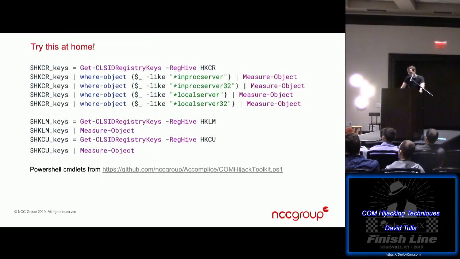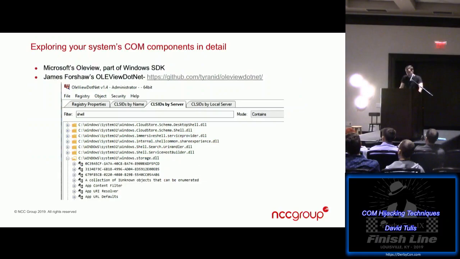So I wrote a PowerShell script for basic interactions with COM and COM hijacks. It'll be uploaded to this repository within the next week. I just need to clean up my code a little bit and write some documentation. If you want to see any of these objects in more detail, I recommend using the oleview.net project. This is an open source tool written by James Forshaw for exploring COM objects on a system. Highly recommend.